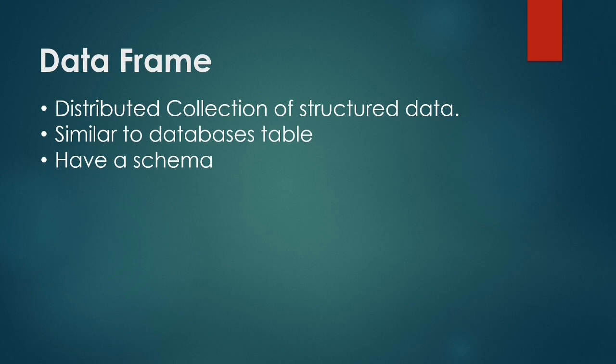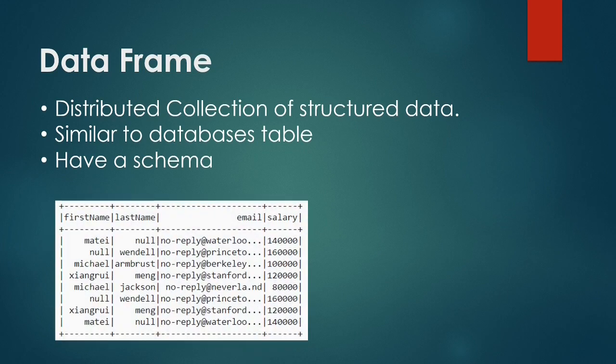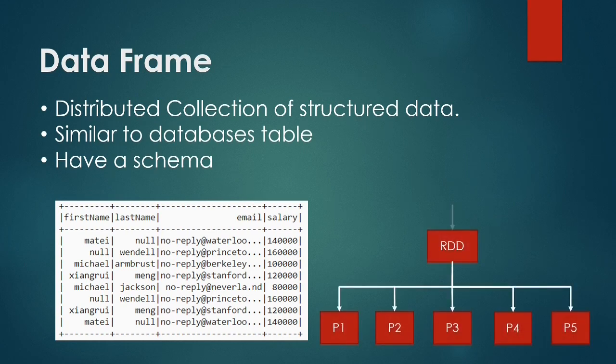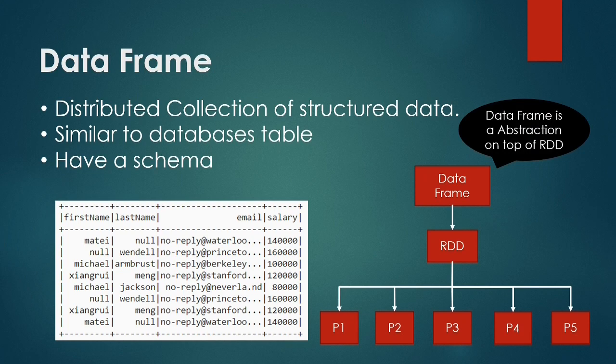Data frame is a distributed collection of structured data. It is very similar to a database table and it has a schema. It looks very similar to the image shown here. It has column names with some data in tabular format. In simple terms, data frame is nothing but an abstraction on top of RDD. Or you can say it is a simplified and optimized RDD for structured data.